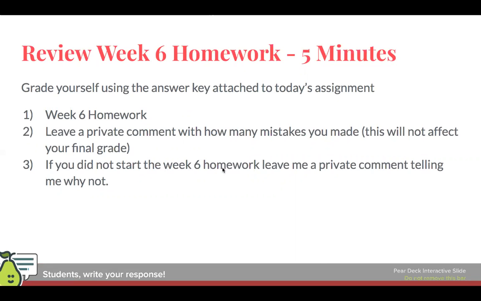If you never started the week 6 homework, leave a private comment on the week 6 homework and tell me, why didn't you start that? I really honestly want to know. I'm not here to be angry. I'm not here to be like, why didn't you start it? I want to know what's going on in your life. Like, do you need more reminders? Is it that you forgot? Is it that something's going on at home? Like, tell me whatever. I'm here for you, honestly.